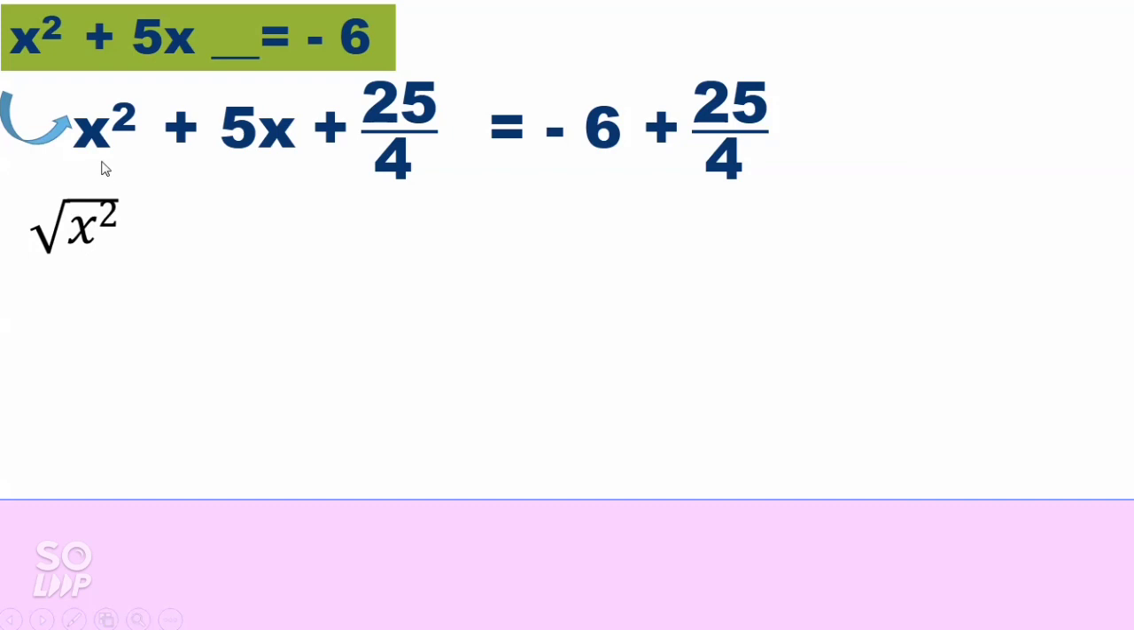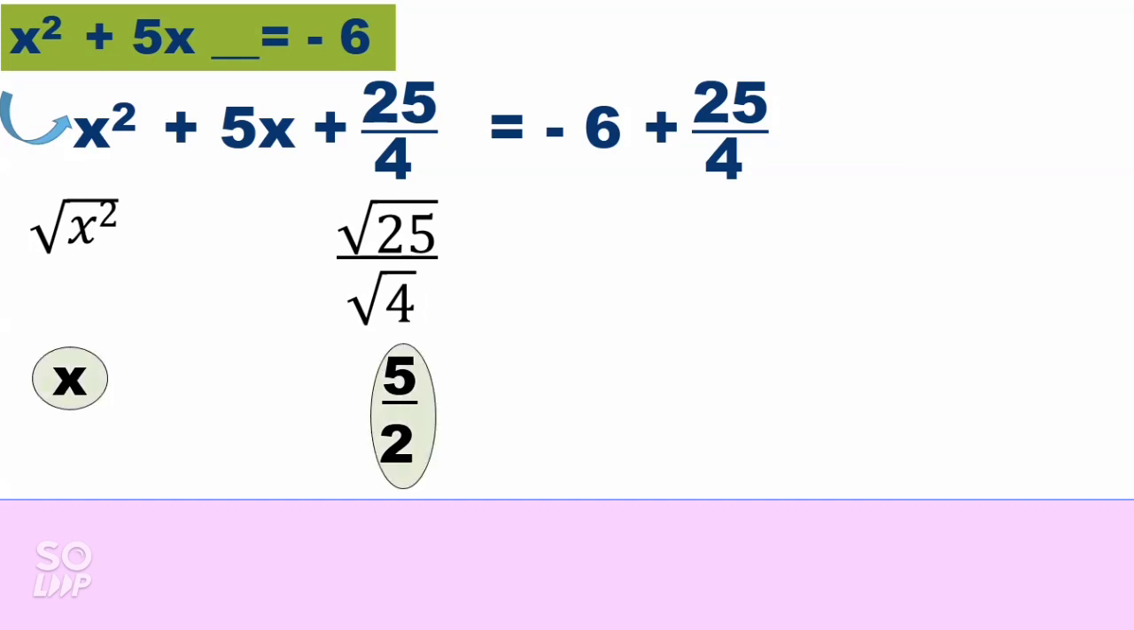Okay, next. Kukunin natin yung square root ng first term. Square root ng last term. Okay, so square root ng first term is x. Square root ng 25 is 5. And square root ng 4 is 2. Okay, so now we have x and 5 over 2. Express natin siya sa square of a binomial. Then now we have the square of x plus 5 over 2.